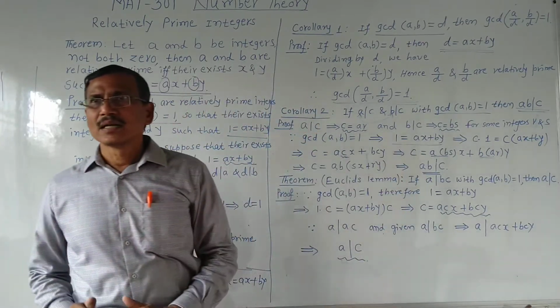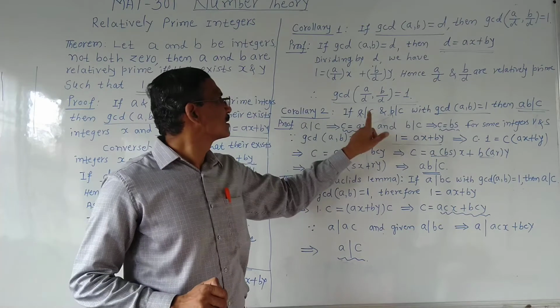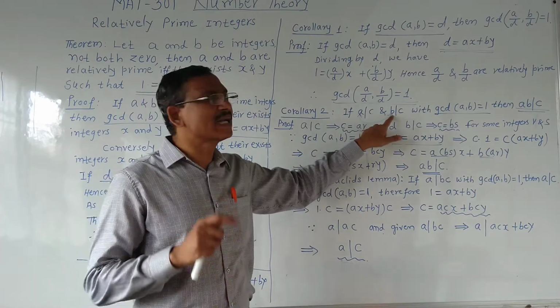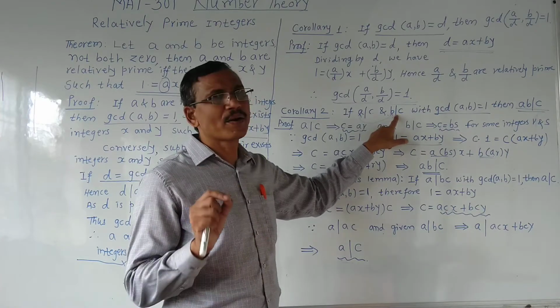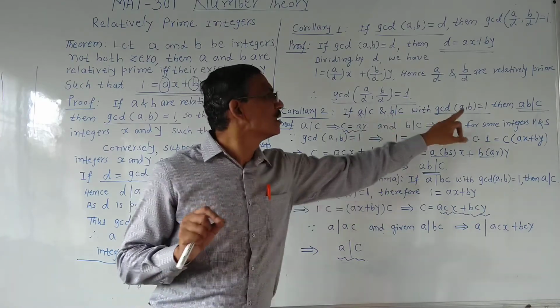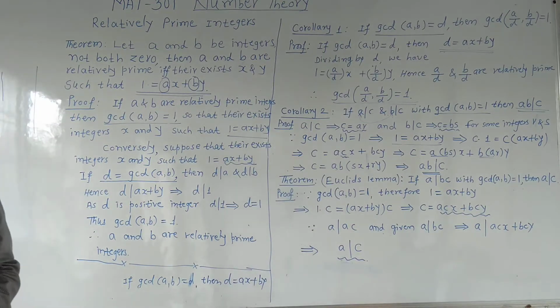You have to remember that if a divides c and b divides c, that is, a and b divide some common integer, then their product also divides c. But you have to remember that a and b must be relatively prime integers. Then and only then it is true.